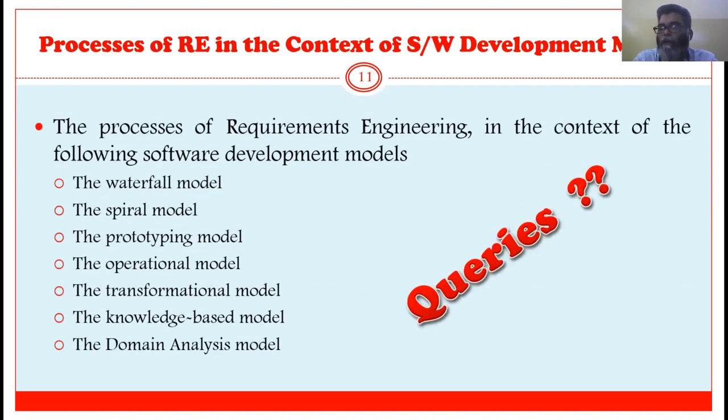Now some of the process of requirement engineering in the context of software development models, like the waterfall model, spiral model, prototyping model, operational model, transformational model, knowledge-based model, domain analysis model, etc. Generally we call it the life cycle model. A software life cycle model is a descriptive and diagrammatic representation of the software life cycle, and there are different life cycle models like the classical waterfall model, iterative waterfall model, prototyping model, evolutionary model, spiral model, etc.